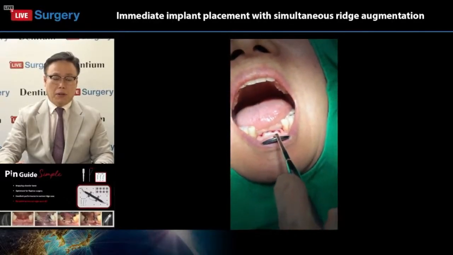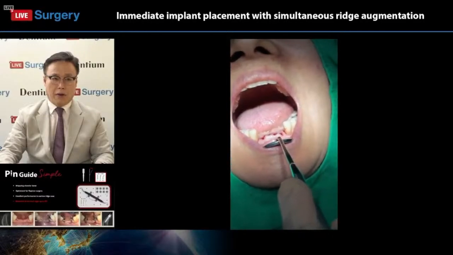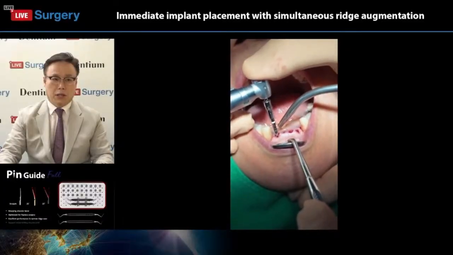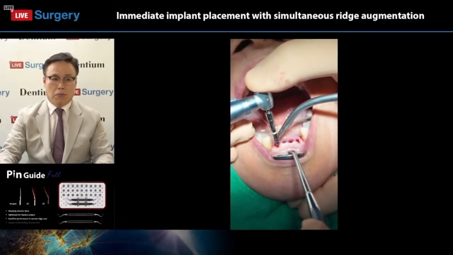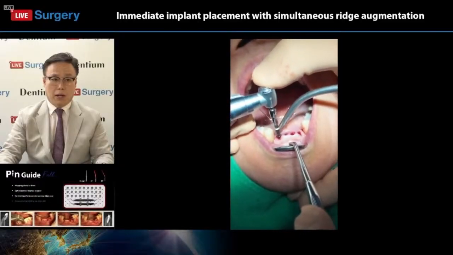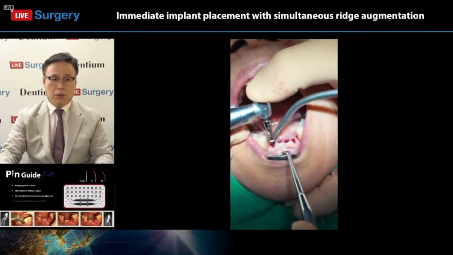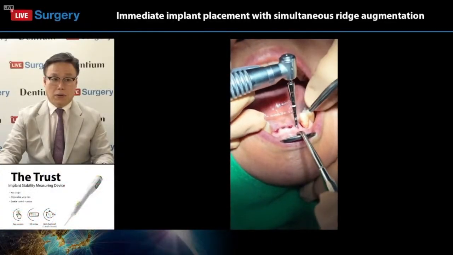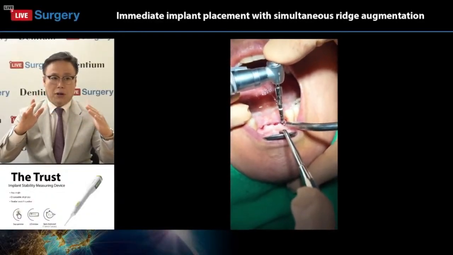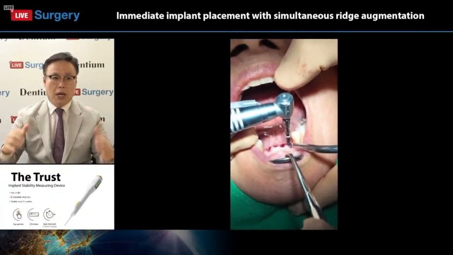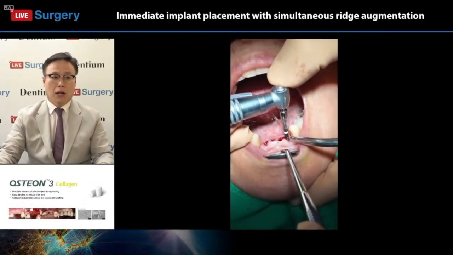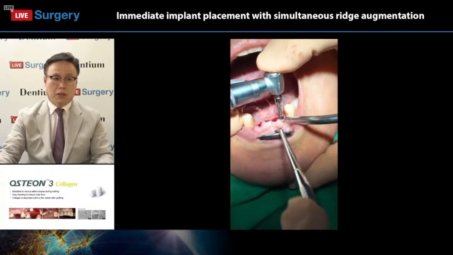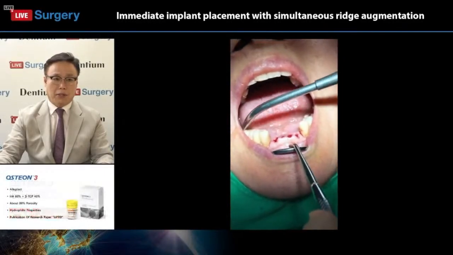If you are confident in the place, the anterior tooth area, you can consider the flapless surgery. If you make the surgical template, it will be good. However, sometimes it's difficult to make the surgical template. Then, if you understand the configuration of the remaining ridge and the extraction socket, it's not very difficult to do the implant placement flapless.